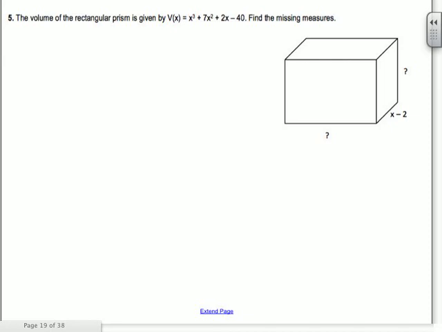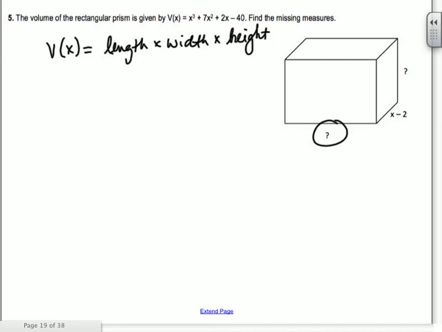Number 5. So the volume of a rectangular prism is given by v of x equals x cubed plus 7x squared plus 2x minus 40. Find the missing measures. So my volume is length times width times height. So I don't know what the length and height are. But I know my width is x minus 2. And I know the volume. Any ideas on what we can do?